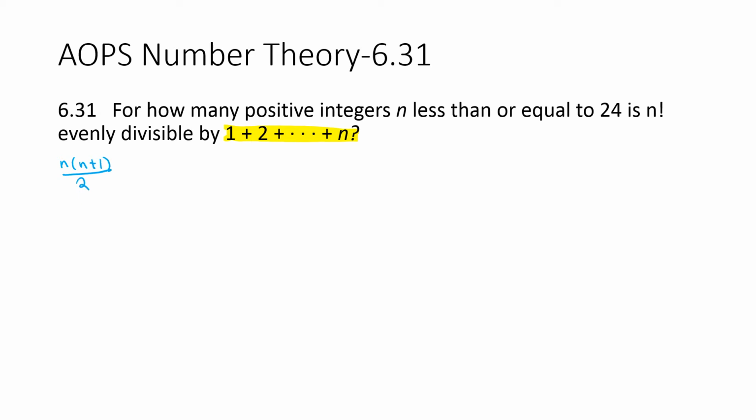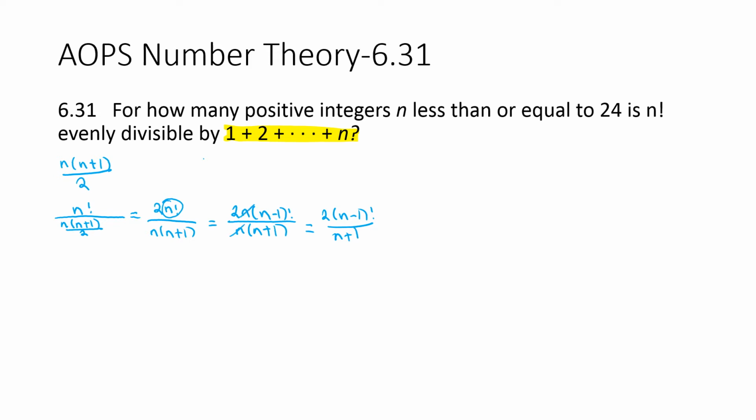And since n factorial is divisible by this, then that integer can be n factorial divided by n times (n plus 1) divided by 2. This is equal to 2 times n factorial divided by n times (n plus 1), which is equal to 2 times (n minus 1) factorial if you take the n out, divided by n plus 1, so 2(n minus 1) factorial over n plus 1 if you cancel the n's out.